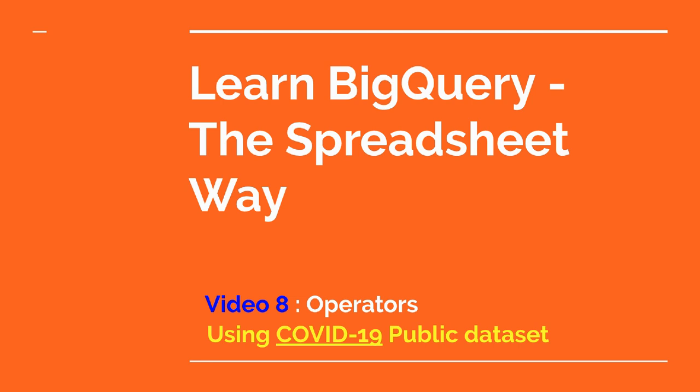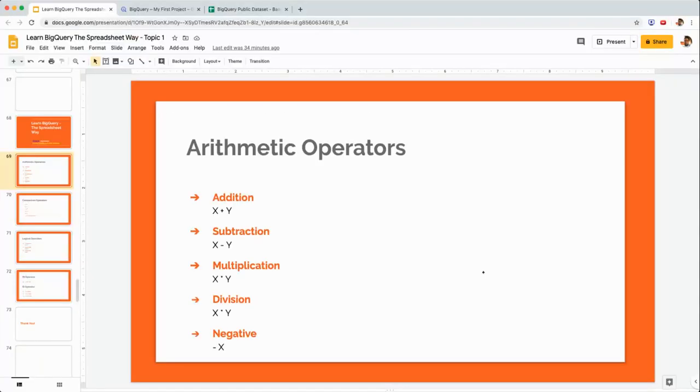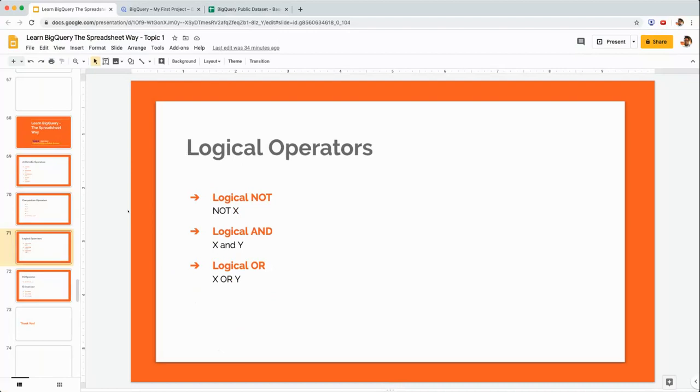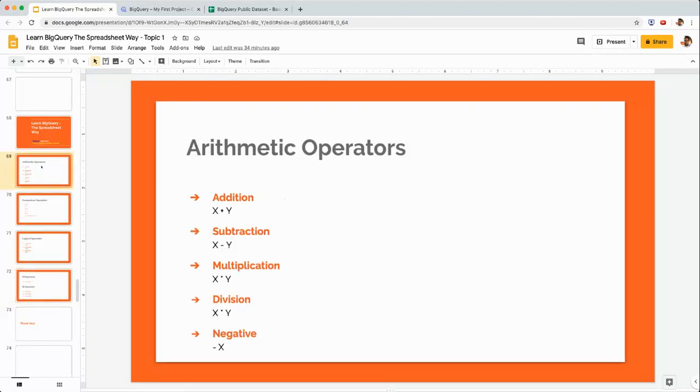In this video, I am going to teach you how to use different operators in BigQuery. Without further ado, let's dive into it right away. These are the different categories of operators that we are going to learn today: arithmetic operators, comparison operators, logical operators, in operator, and is operator. We are going to use the COVID-19 public dataset with the data for 4th of April.